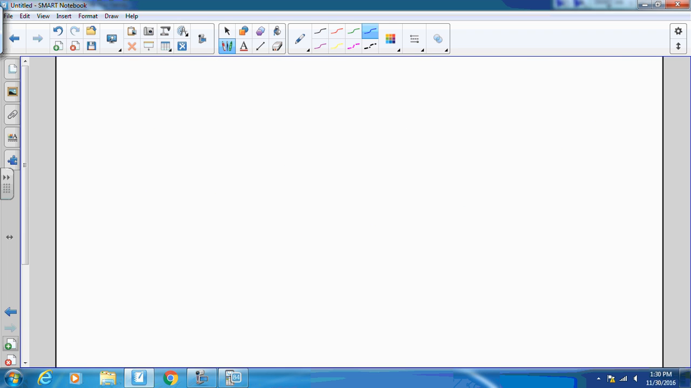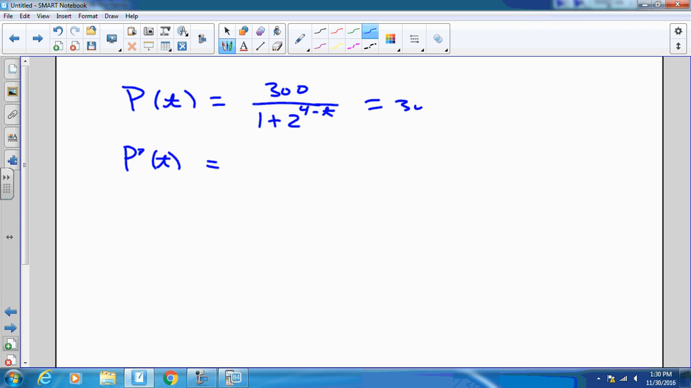So in part C, it's 300 over 1 plus 2 to the 4 minus t. Is that correct? Okay. So for your P prime, you had rewritten P as 300 times 1 plus 2 to the 4 minus t to the minus 1 power. I approve. And so for your P prime, you have negative 300 times 1 plus 2 to the 4 minus t to the minus 2. Correct?